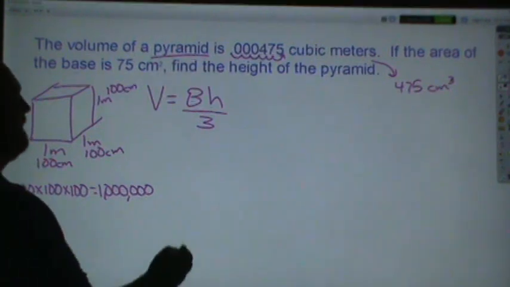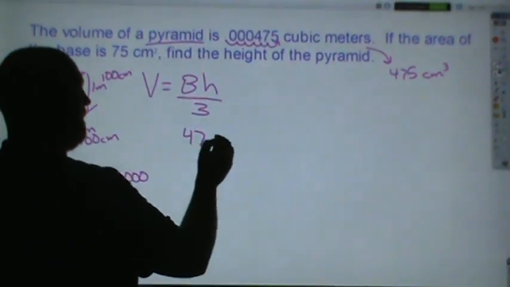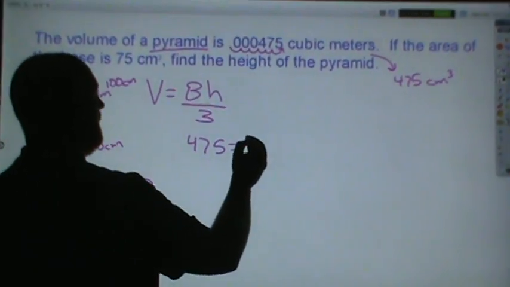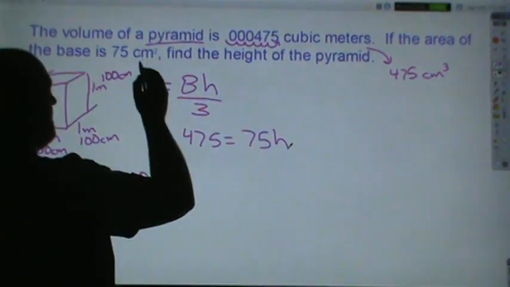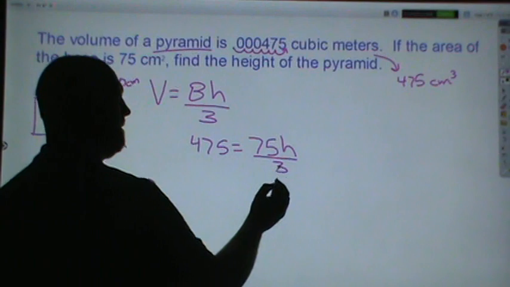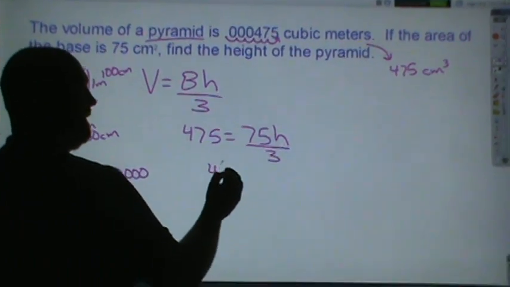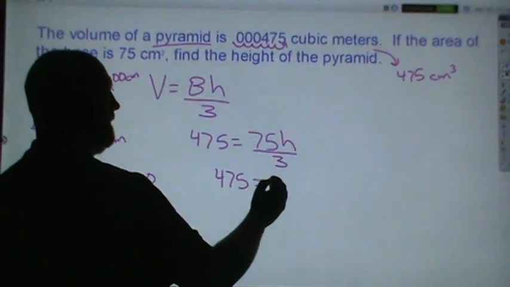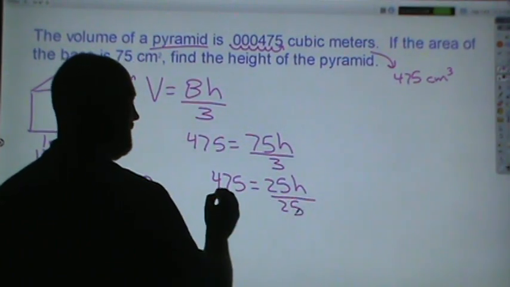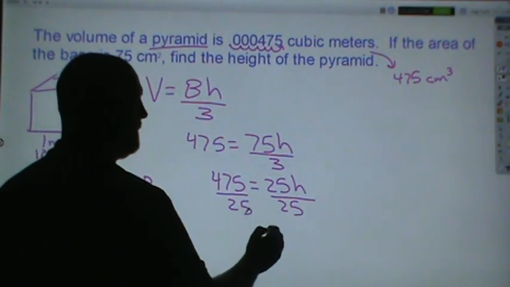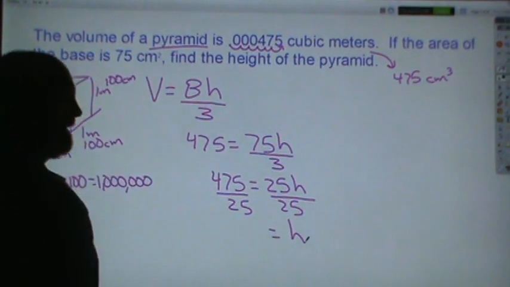So I'm going to substitute in and write 475 equals 75 times the height, because the area of the base they told me was 75, divided by 3. Well, I can divide 75 by 3. I have 475 equals 25H. I'm going to divide by 25 on each side. Some of you would just throw that in your calculator. I like to think about it like money.